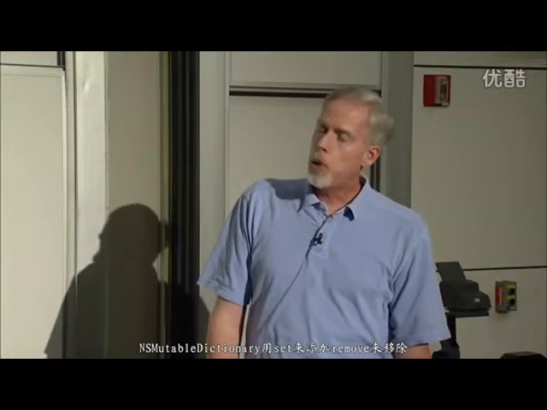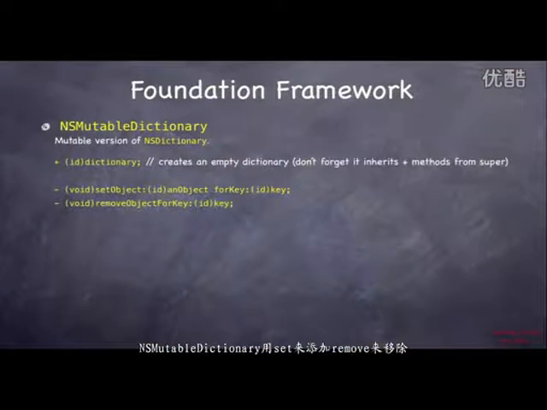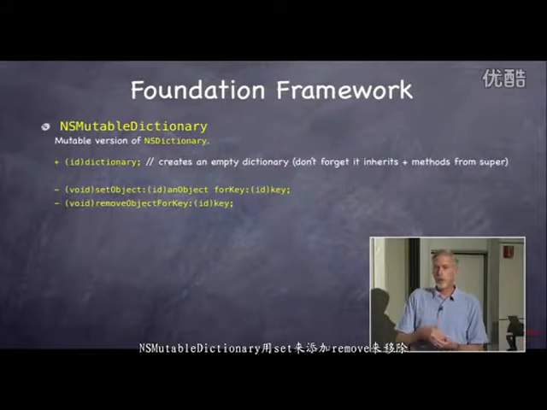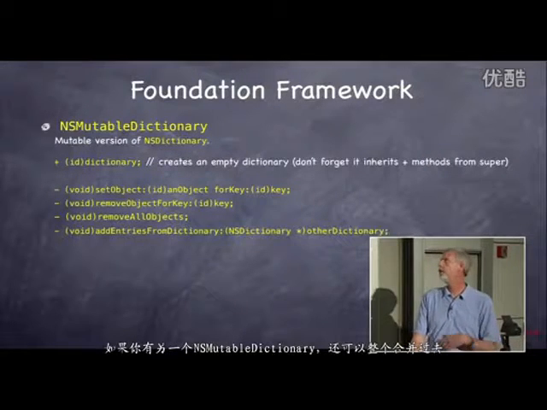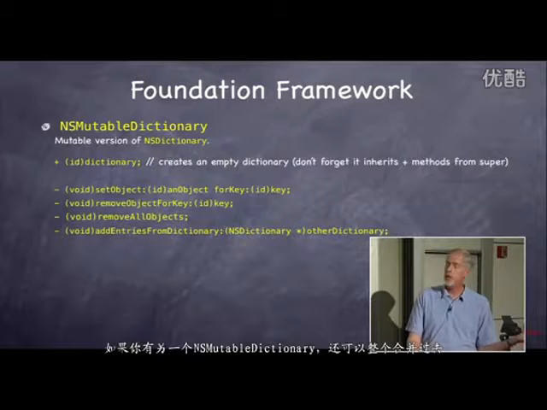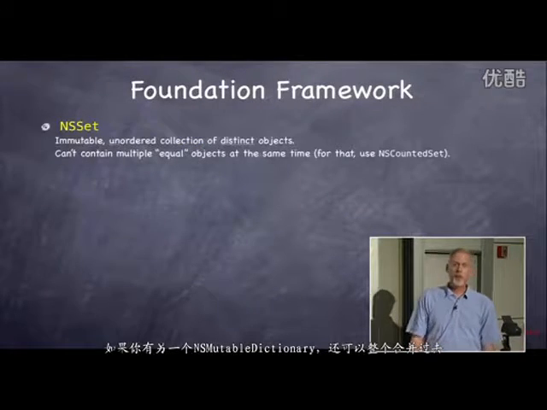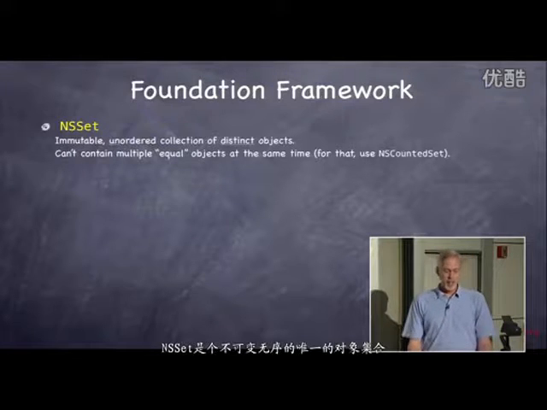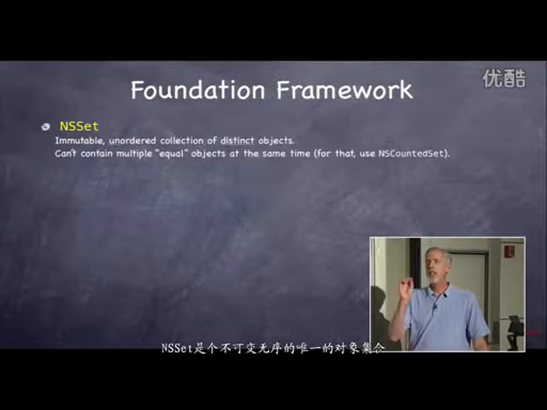NSMutableDictionary, if you create it with dictionary, adds the two methods setObject:forKey: and removeObject:forKey:, as you would expect. You can remove all the objects. If you have another dictionary, immutable or not, you can add all the entries into it exactly as you would expect. NSSet is an immutable, unordered collection of distinct objects.